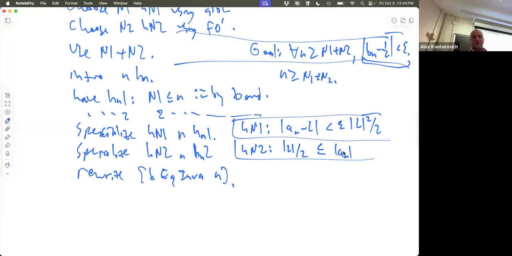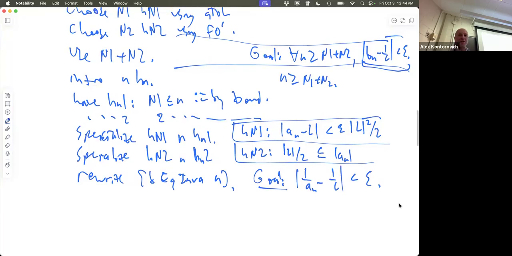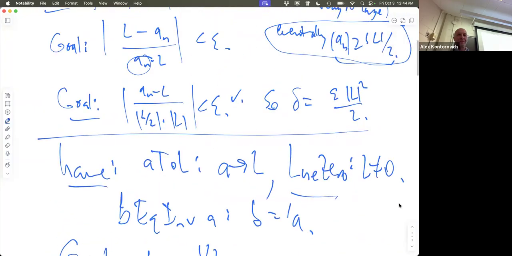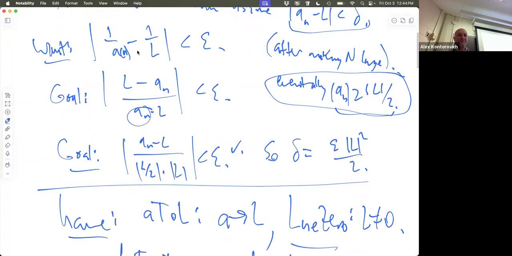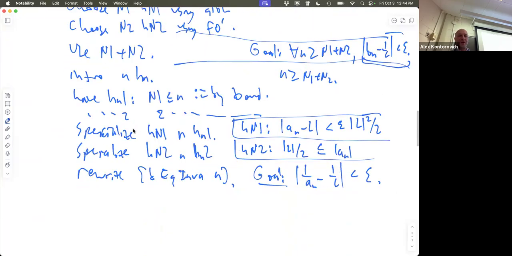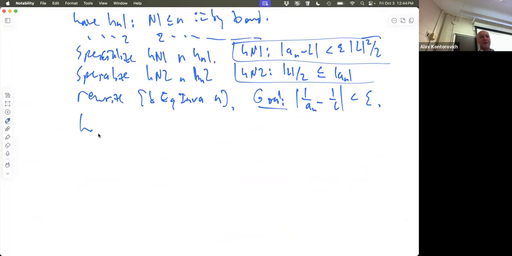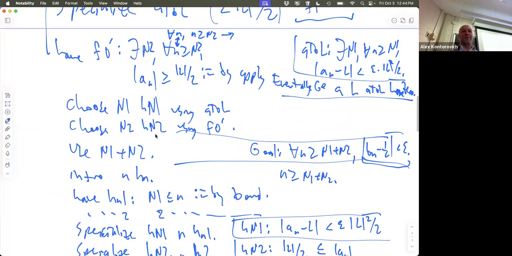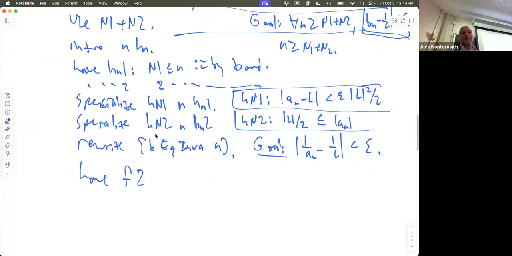Okay, so now the goal says, let's keep track of the goal, because we're going to need these two facts, and the goal is 1 over an minus 1 over L is less than epsilon. Now comes our big computation. And it's going to be the same computation as what we worked through down here. All right. So the computation, let's call this have F1. Do we already have an F1? It doesn't matter, actually. If we had an F1, we can kill the old F1 and make a new F1. We did. We don't need that F1 anymore.